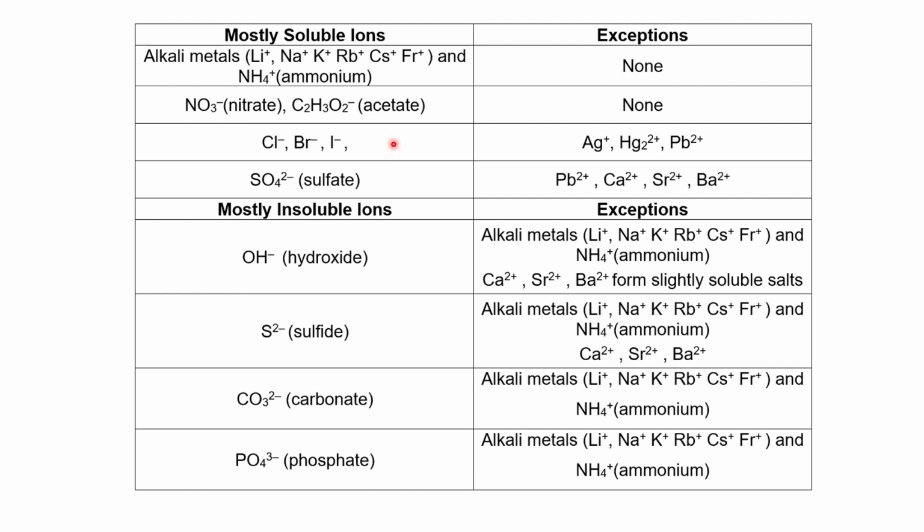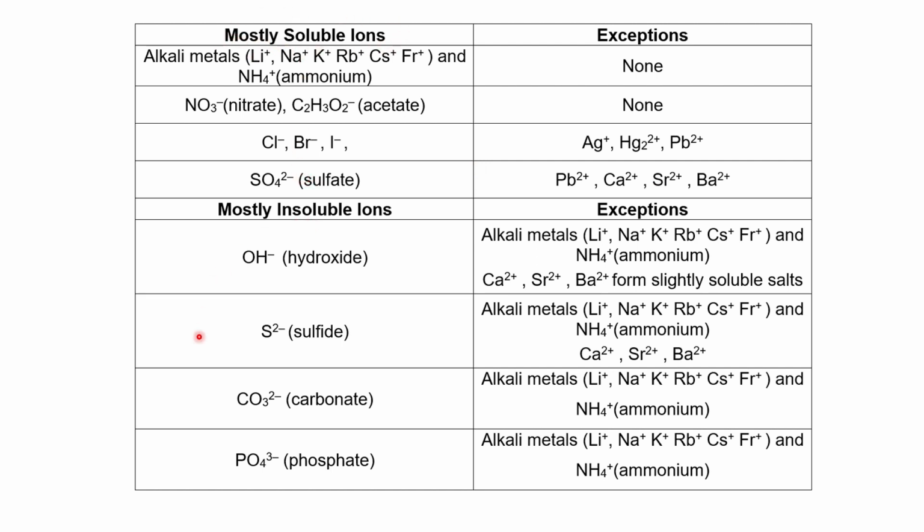Okay, for our last of our soluble ions, let's talk about sulfate right here. So again, your sulfate salts are generally soluble, but we have some exceptions. Here are our exceptions. So again, lead, calcium, strontium, and barium are exceptions to the soluble rule, meaning that if you have barium sulfate, that is going to be an insoluble salt. Okay, so that is the first part of the table, the soluble ions.